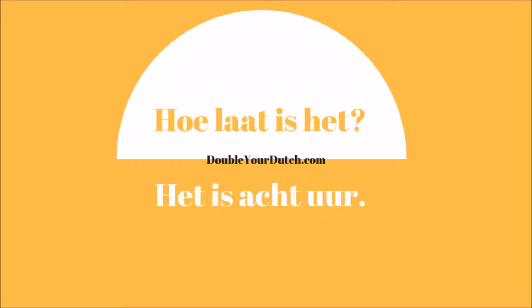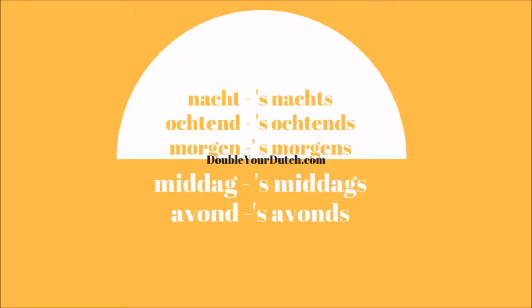Hoe laat is het? Het is 8 uur. See, even at 8, you could say it's plural, but it remains uur. One thing that people do use is that we don't really say, oh, it's 1300 or it's 1600 or 1800. The 24-hour clock. You also do not use AM or PM. We don't have it. Instead, we add the time of day, but in a special way.